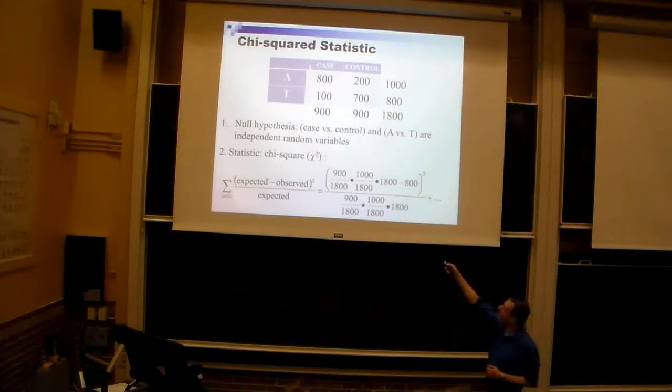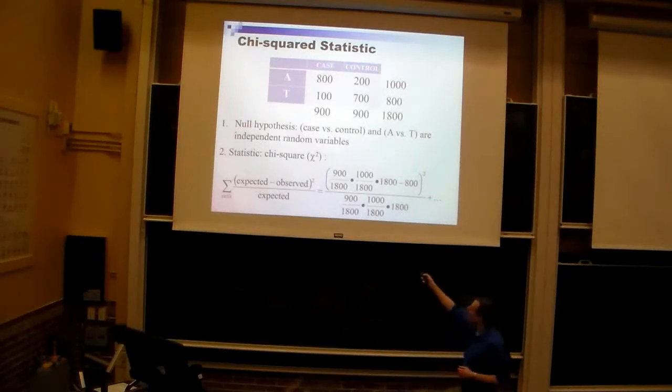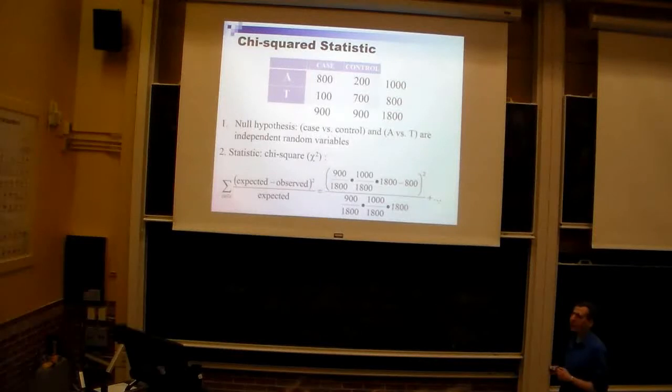We then subtract from that the observed value, which is simply the number actually in that cell of the table, square that, divide it by the expected value, and that gives us the contribution to the Chi-Squared score for that element of the table, that cell. We would repeat that for each of the cells.